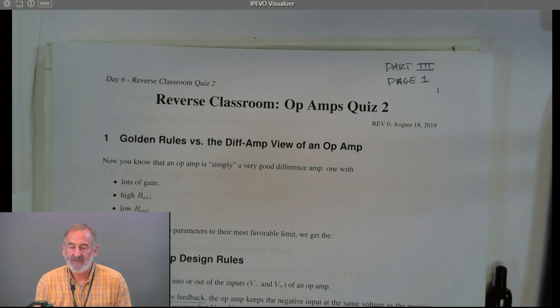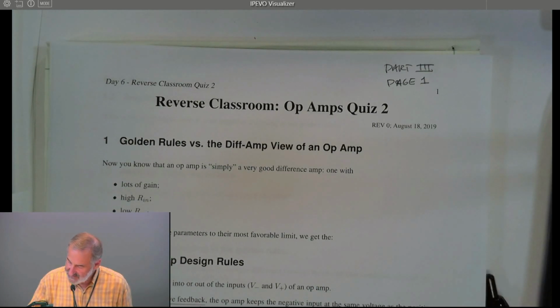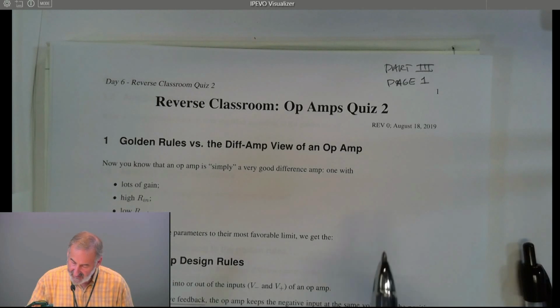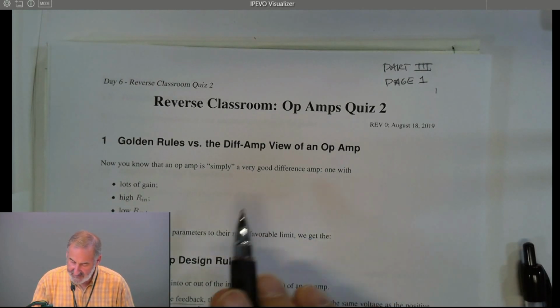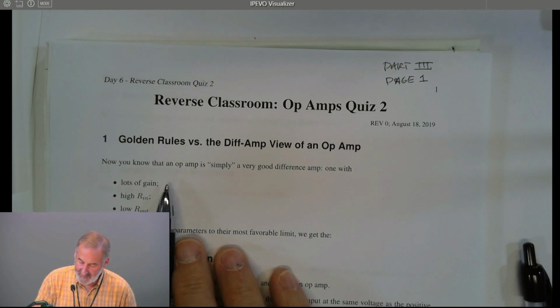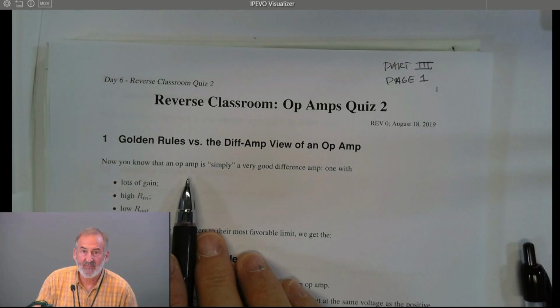Okay, hopefully you built yourself a non-inverting amplifier and you worked your way through quiz 2. So let's take a look at quiz 2. So we've got the difference amplifier. The difference amplifier is defined as an amplifier that subtracts two inputs and multiplies it by a gain.